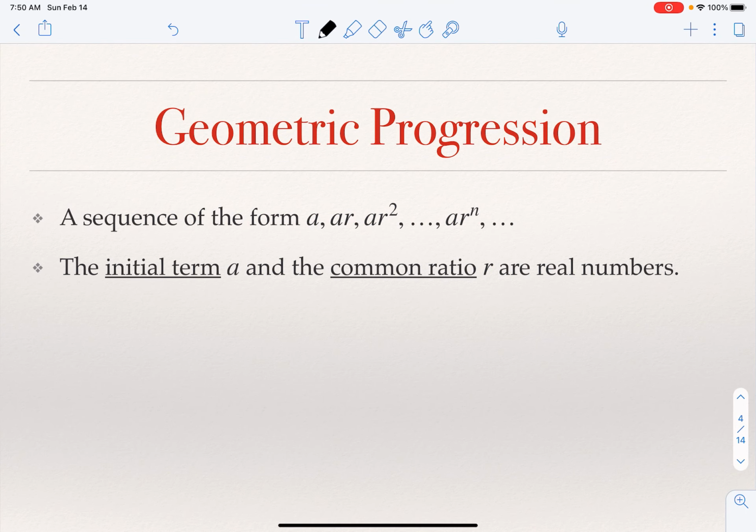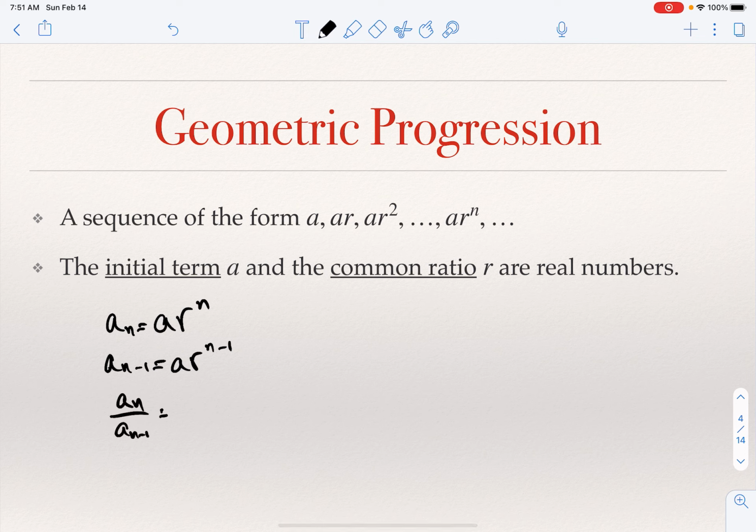We have two important sequences that we usually encounter. One is the geometric, one is the arithmetic. The geometric is a sequence of the form a, ar, ar squared, and so on. So if you look at it, the nth element in the geometric sequence, an, itself is a r to the n. And if you look at an minus 1, it is a r to the n minus 1. So if you take an divided by an minus 1, it is a r to the n over a r to the n minus 1, which gives us r.